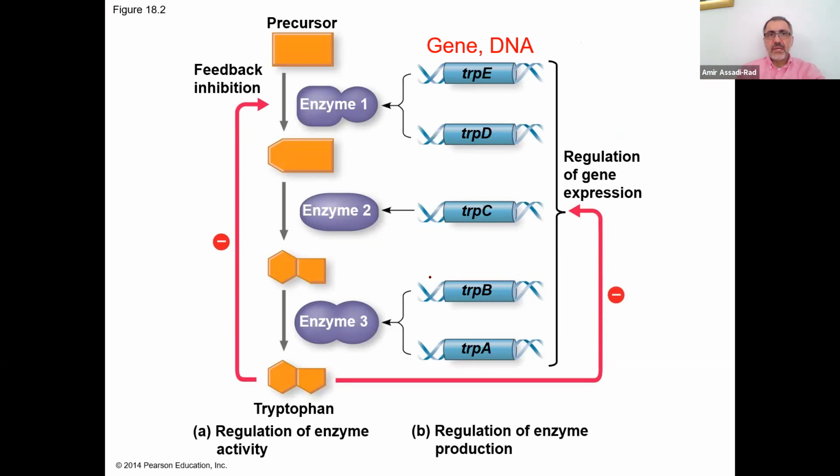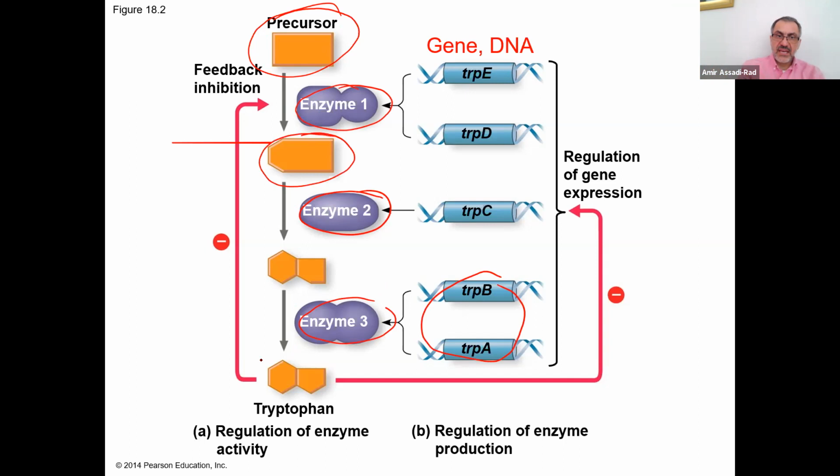So let's take an example. For example, this is a precursor to the amino acid tryptophan. And these are the genes involved on the DNA: trpA, trpD, trpC, trpB, and trpA. All of these five genes on the DNA, regulation of gene expression, are involved to make three enzymes. So gene D makes enzyme 1 and C makes enzyme 2. You don't have to memorize this. I'll let you know what you have to know. And B and A make enzyme 3.